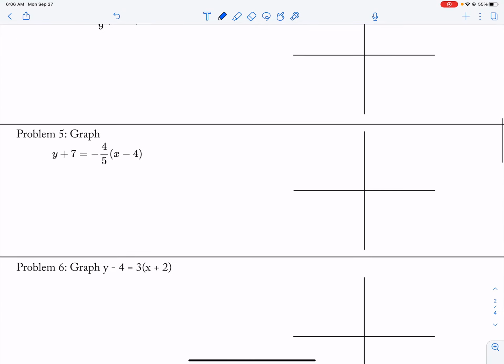Now, when I look at 5, I'm in point-slope form. So I have to pull the point out. So remember, it's not -4, it's +4. And it's not +7, it's -7. So I graph my coordinate point, and then I do my slope, which I'm going to totally run out of room on this thing. So my slope is -4/5.